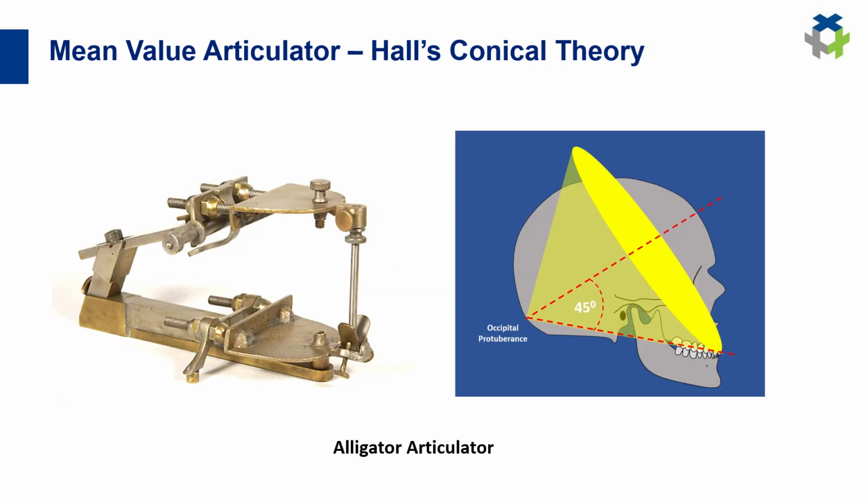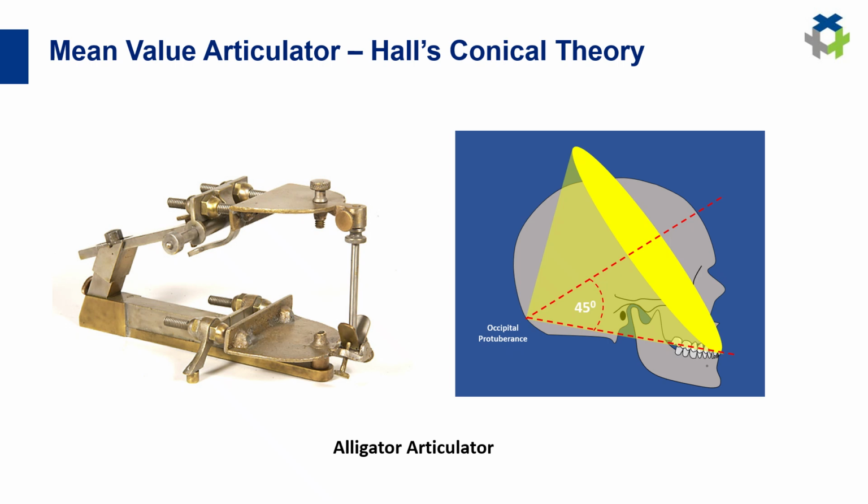The Hall's articulator is based on Hall's conical theory. This theory says that the mandibular teeth are arranged along a cone with an angle of 45 degrees, and the tip of the cone lies at the external occipital protuberance.